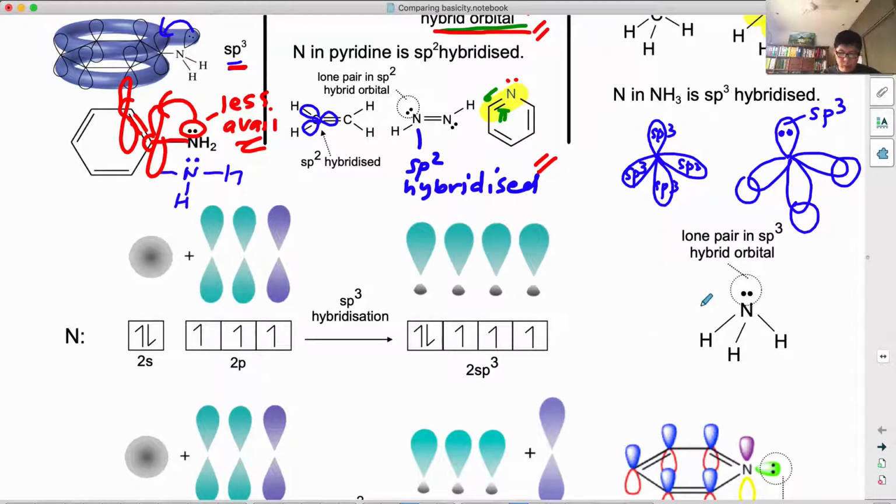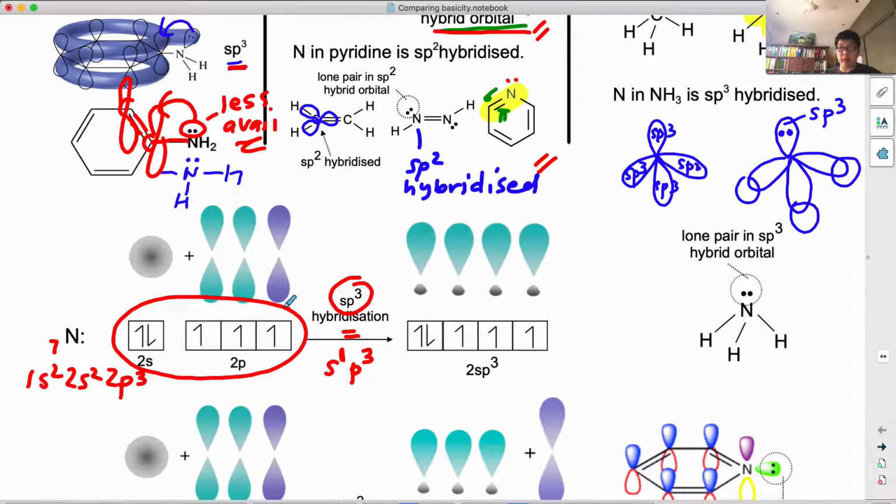I'm going to show you what happens when nitrogen undergoes sp3 hybridization. Nitrogen has 7 electrons, so it's always 1s2, 2s2, 2p3. That's what I'm drawing, 2s2, 2p3. When I say it undergoes sp3 hybridization, it takes one s orbital and three p orbitals. All of them will combine to form 4 equal sp3 hybrid orbitals.